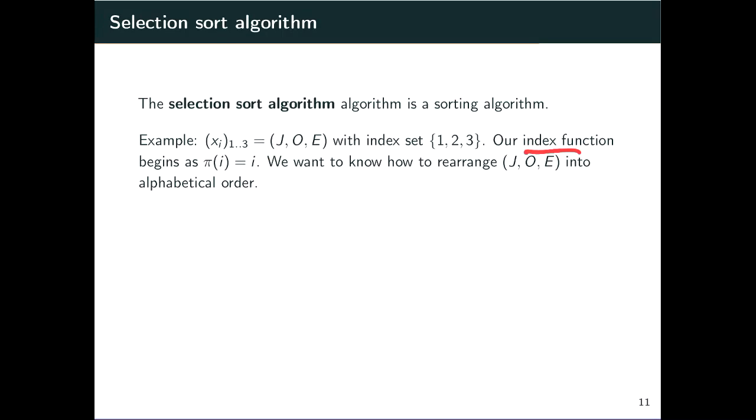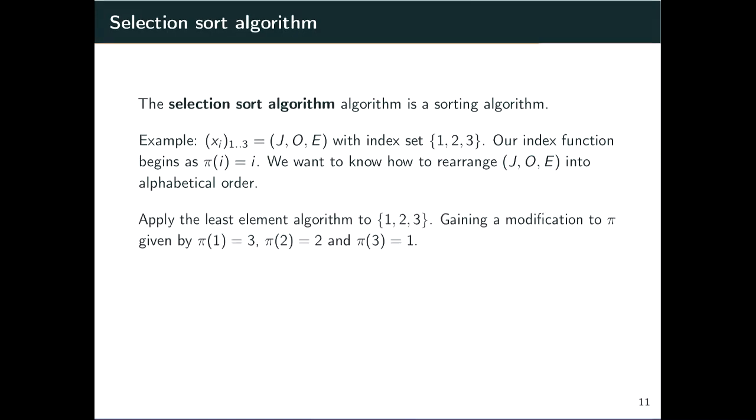Our index function begins as just the identity permutation, so it fixes each of the index elements. And our aim now is to rearrange Joe into alphabetical order. So we're going to apply the least element algorithm. I shouldn't write 1, 2, 3. I should write the actual sequence that we've written.